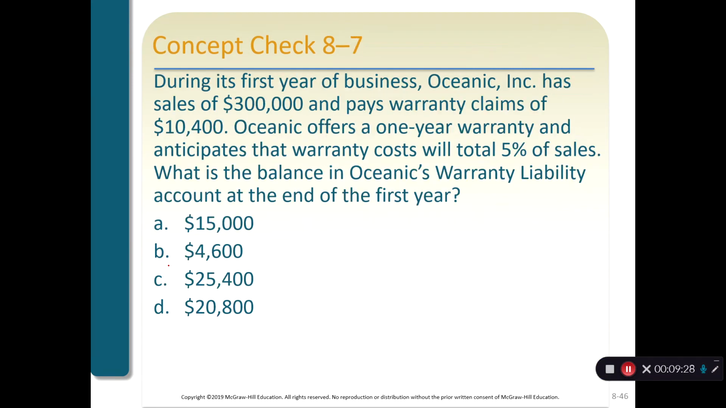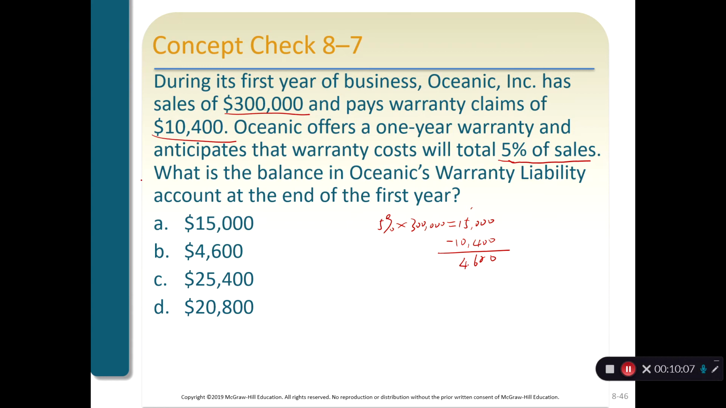Okay. So during the first year of the business, Oceanic Inc. has sales of $300,000 and pays warranty claims of $10,400. Oceanic offers a one-year warranty. Anticipated warranty cost is about 5% of the sales. So 5% of 300,000 is actually $15,000, right? And it says it has already used $10,400 of it, because customers came back to claim during the year already.